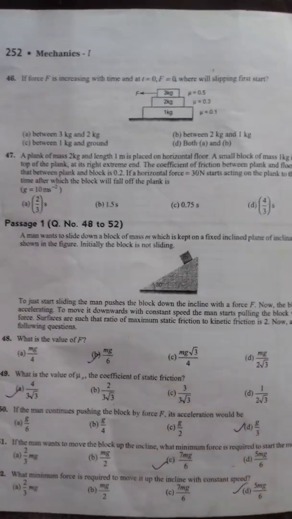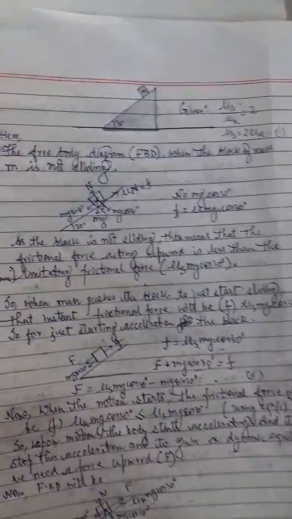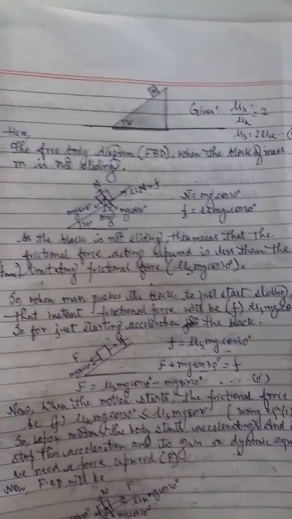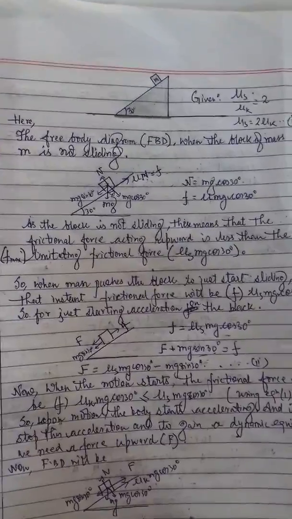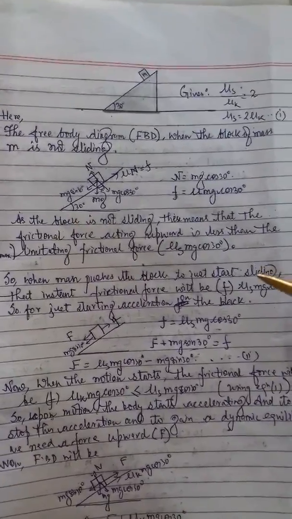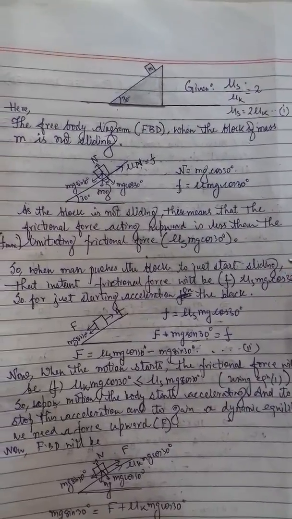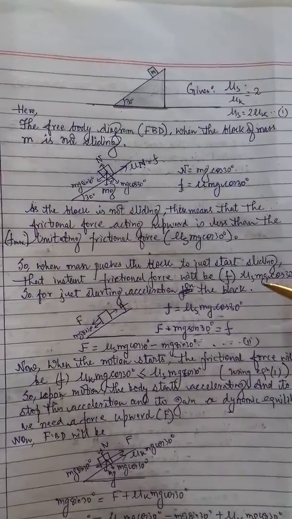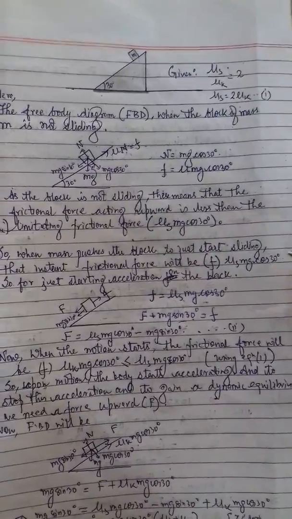In the first question, it is asked what is the value of F. Options are given. Now to know this value of F, I have written that as the block is not sliding, this means that the frictional force acting upward is less than f max, that is the limiting frictional force, which can be mu s mg cos 30 degree in this case. So when the man pushes the block, it starts sliding. At that instant the frictional force will be mu s mg cos 30 degree.